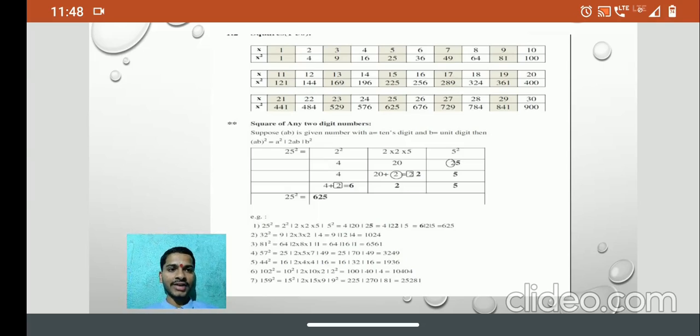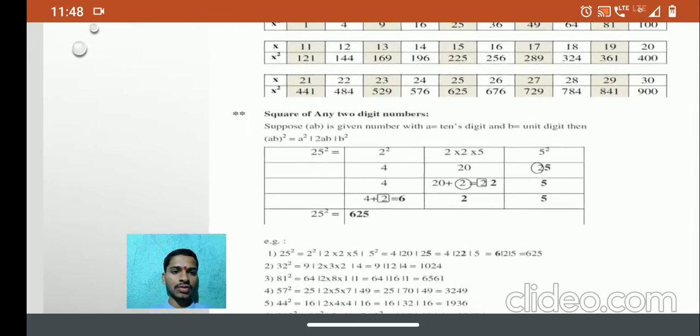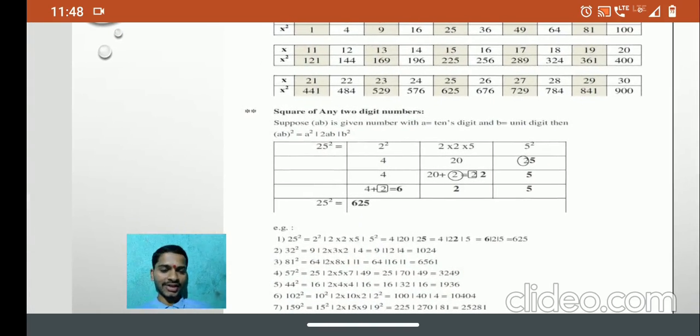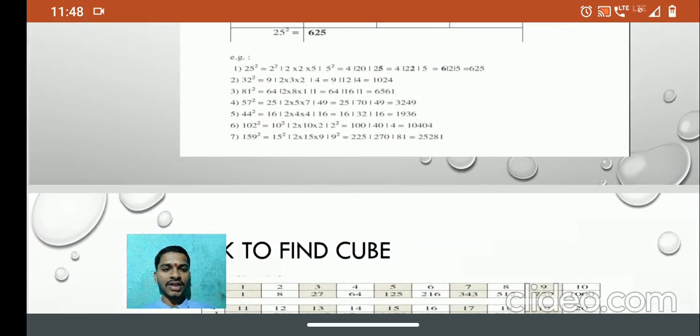We'll add that carry in the next step. The same carry of 2 is there for the next step also, and we add that carry in the next step, so we get the answer 625. That is, the square of 25 is 625. You can take any example, any two-digit number. The examples given below are 32, 81, 57, 44. We can try those, and we'll definitely get the answer.